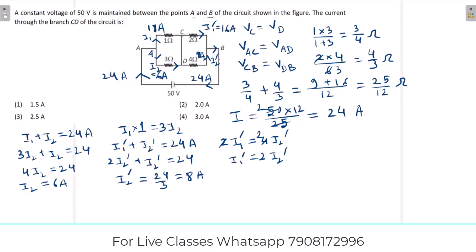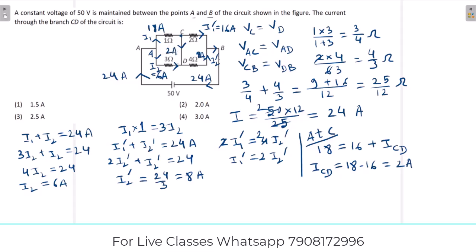Now if we apply Kirchhoff's current law at point C, the current coming at point C is 18 ampere. So the current entering the point C is 18 ampere and leaving is I1 dash, that is 16 ampere, plus the current in the branch CD, let's assume this is ICD. So ICD is equal to 18 minus 16, that is 2 ampere. So the current in the CD branch is 2 ampere.